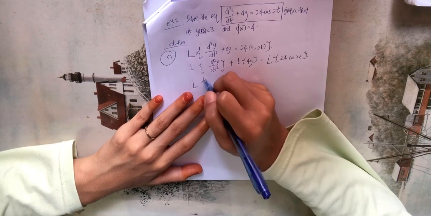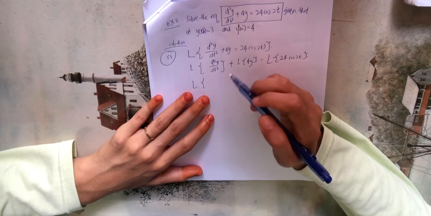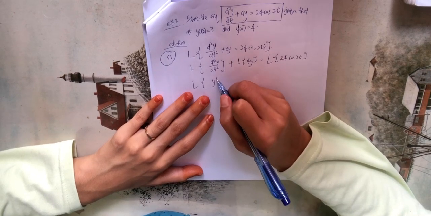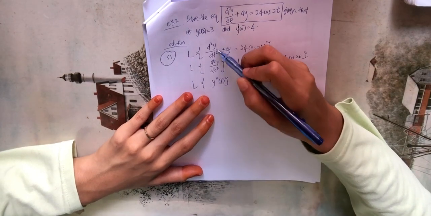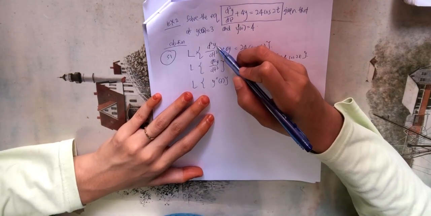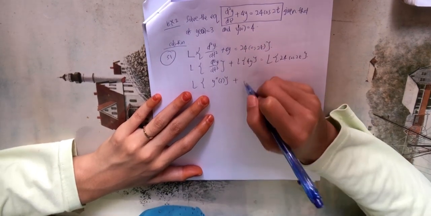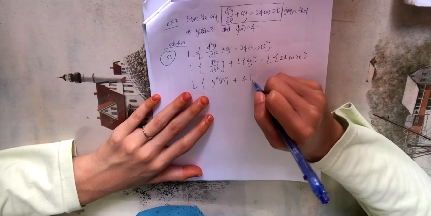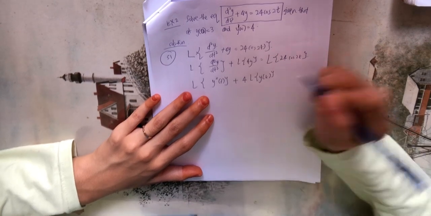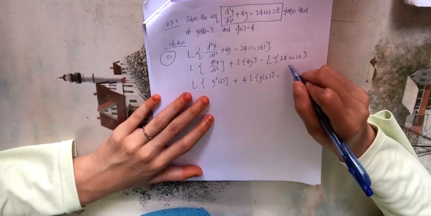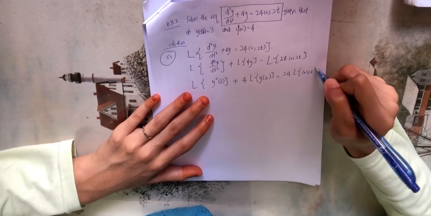Then like I said before, instead of writing this term d square y dt square, we will write it in terms of y double prime. Now we're using y because the question is y, not x, not f. So you will write Laplace transform of y double prime t plus, take out 4, the Laplace transform of y t, and then equal to 24, take out 24, Laplace transform of cos 2t.